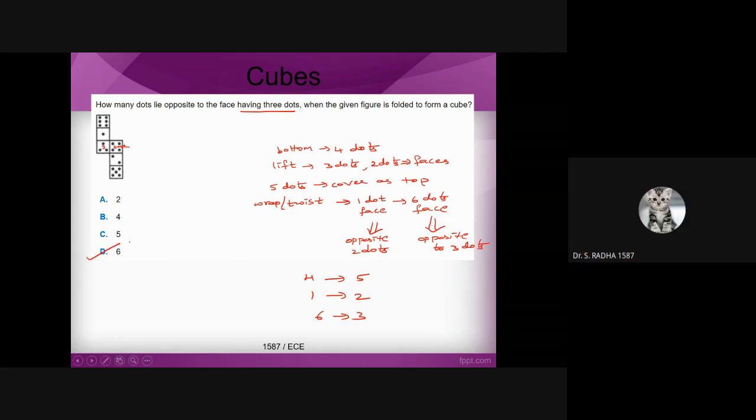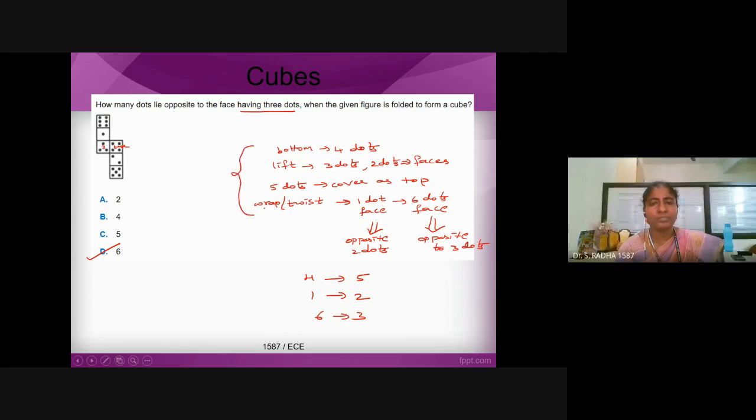Option D is the correct answer. So these are the steps we are following. Make 4 dots the bottom, and lift 3 dots and 2 dots, they will become the faces. Then you cover 5 dots as the top, and on the other side after 3, you twist and wrap it. So 1 will come opposite to 2, 6 will come opposite to 3, all those are faces. Okay, a box can be formed.